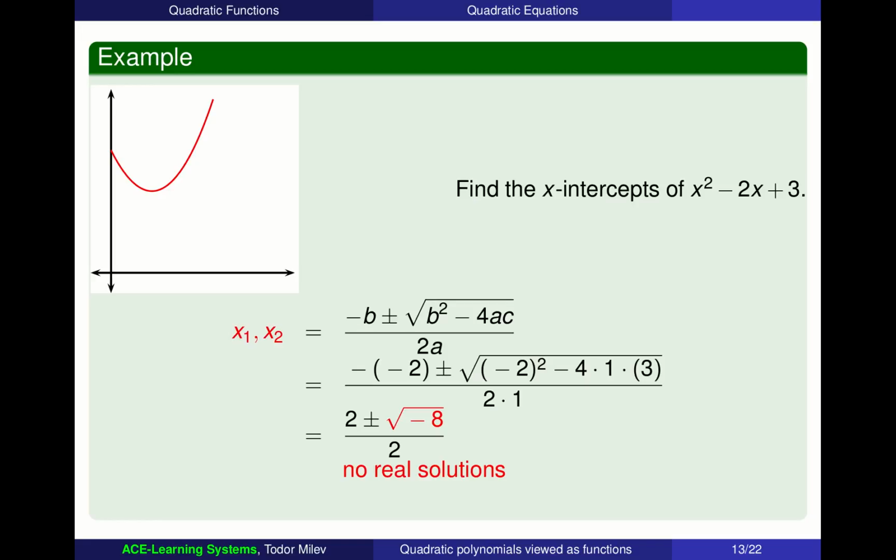Now, radical of negative 8, that is not a real number. So we have no real solutions. So for no real number does the graph of our function intersect the x-axis. So no real solutions, no x-intercepts. So our final answer should be no x-intercepts. We're asked to find the x-intercepts, but our answer is, too bad, no such intercepts. Our problem is solved.